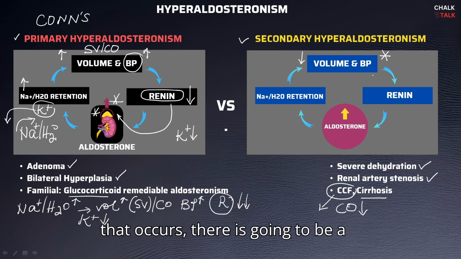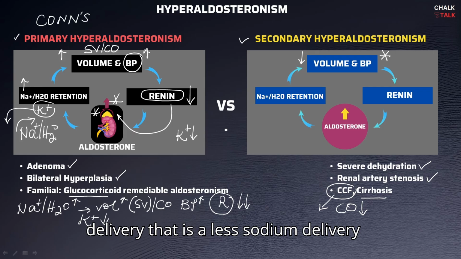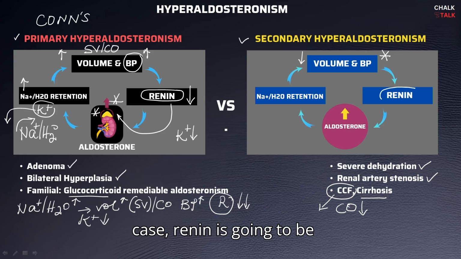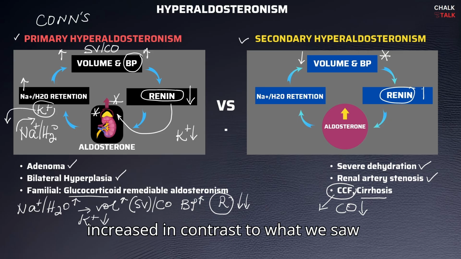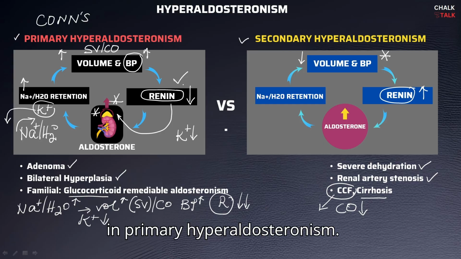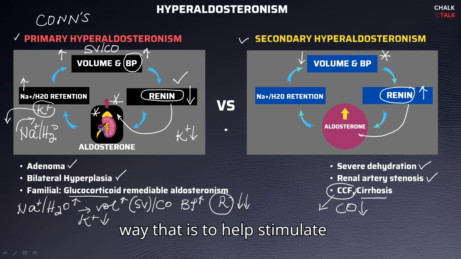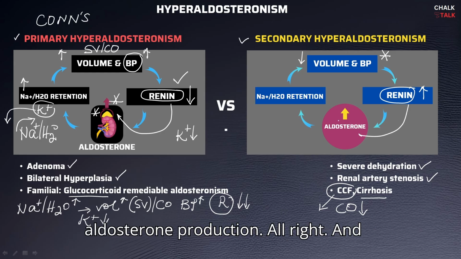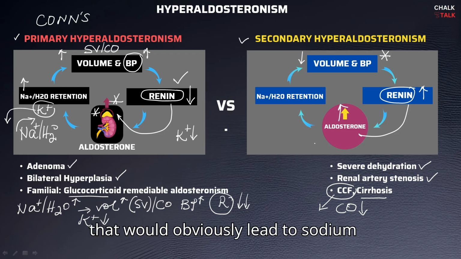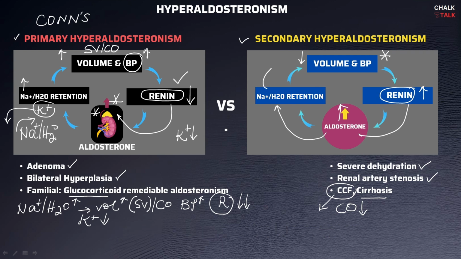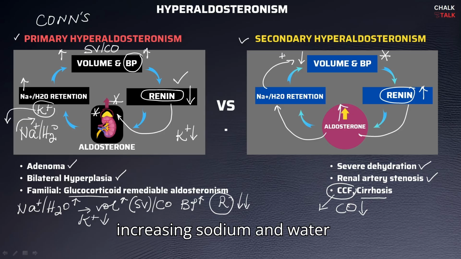When that occurs, there is going to be less sodium delivery to the macula densa again. And in this case, renin is going to be increased, in contrast to what we saw in primary hyperaldosteronism. Renin would increase to compensate, in a way, to help stimulate aldosterone production. All right, and that would obviously lead to more sodium and water reabsorption. That will also try to balance the fluid by increasing sodium and water reabsorption.